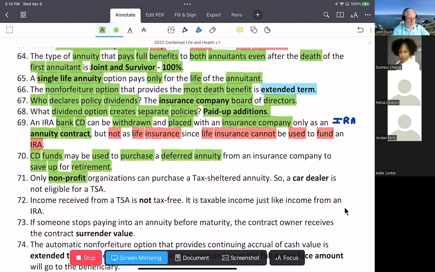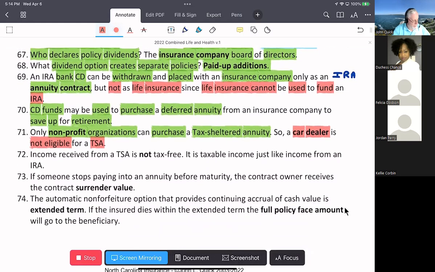Only nonprofit organizations can purchase a tax sheltered annuity. So a car dealer is not eligible for a TSA. The income received from a TSA is not tax-free. It's taxable income, just like income from an IRA. So we just covered this recently here, where we said that TSA really is a salary deduction IRA.